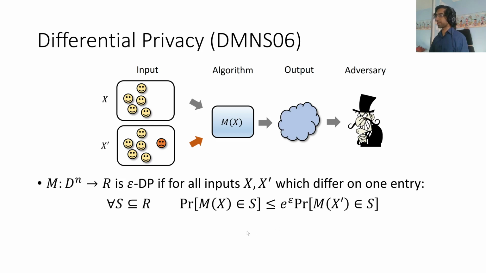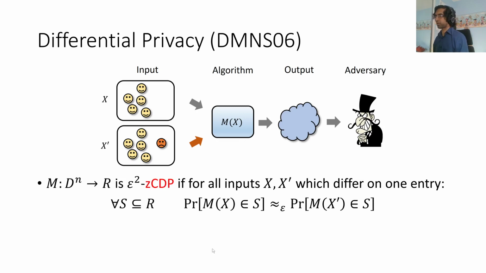However, we're actually going to use a slightly different notion. We're going to use something which is slightly weaker than this pure differential privacy notion. In particular, we're going to use something which I'm not even going to formally define in this talk, called zero concentrated differential privacy.